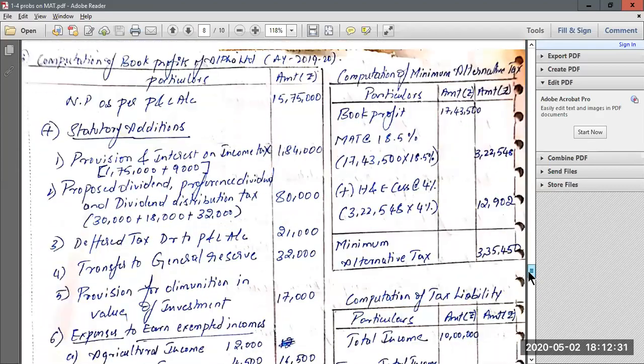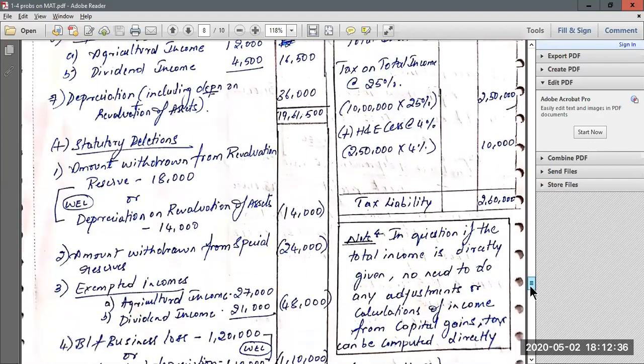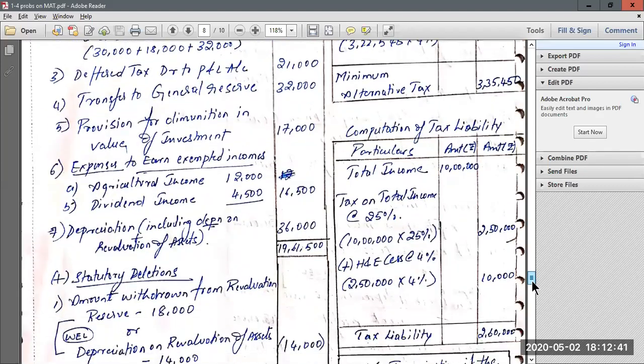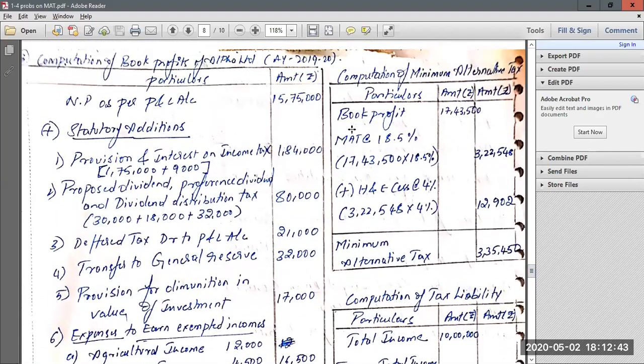Now again, once you get that, you have to compute both minimum alternative tax and the computation of tax liability. Now we are comparing both minimum alternative tax and normal tax separately here in this problem. So for calculating minimum alternative tax, as usual, you start with book profit, then compute 18.5%, then you get some amount. Since the book profit is not exceeding 1 crore, there is no surcharge applicable. So on this MAT of 18.5%, you again add health and education cess at 4%, and you will get one more amount. So add both these amounts, you get 3,35,450. That is your minimum alternative tax.